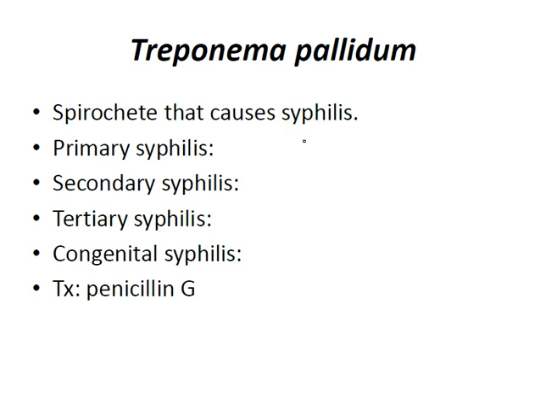What about Treponema pallidum? This is a spirochete that causes syphilis. Now, besides Treponema pallidum, there are other spirochetes, including Leptospira and Borrelia, but Treponema pallidum can be visualized by dark field microscopy.